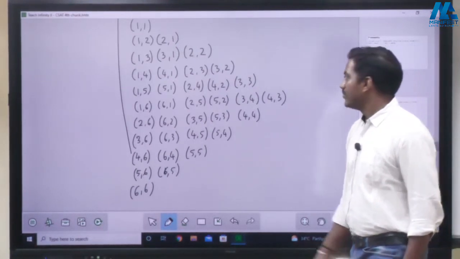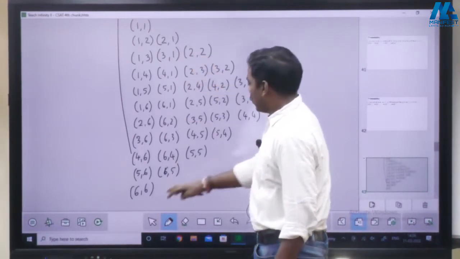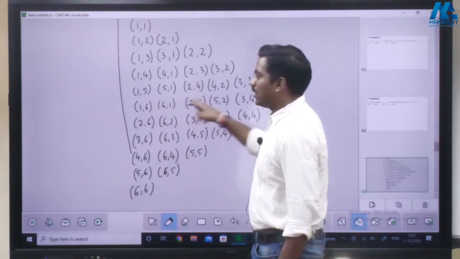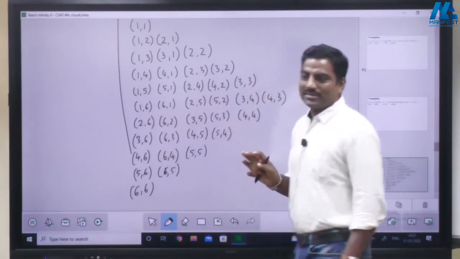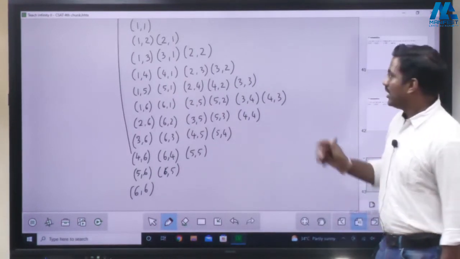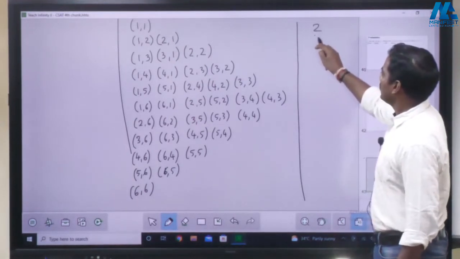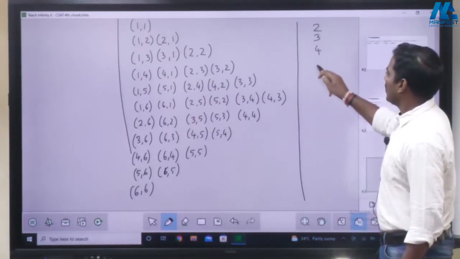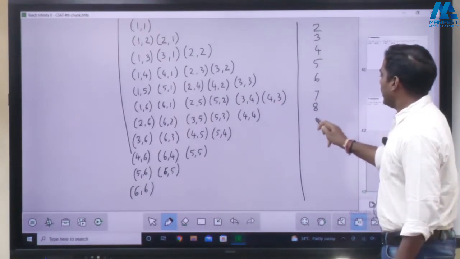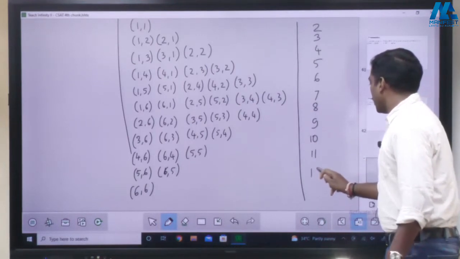Yeah? 1, 2, 3, 4, 5. 15 here. 1, 2, 3, 4, 5. 15 here. 6. 36 possibilities. So here, this will give me the sum of 2. This will give me the sum of 3. This will give me the sum of 4, 5, 6, 7, 8, 9, 10, 11, and 12.